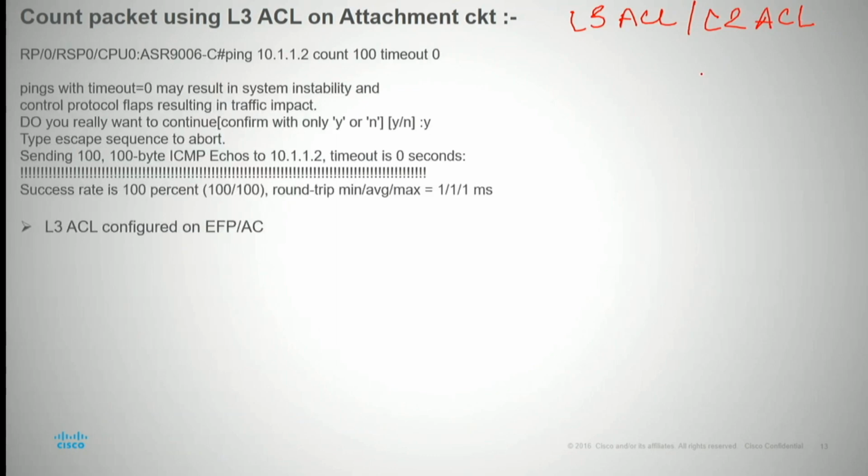In earlier commands, we could see the received and sent counters, but still, if we want to match the counter, we can apply either layer 3 ACL or layer 2 ACL to verify the match. So here I am pinging count with 100, rapid count is 0. So I have applied the layer 3 ACL on Ethernet flow point here.